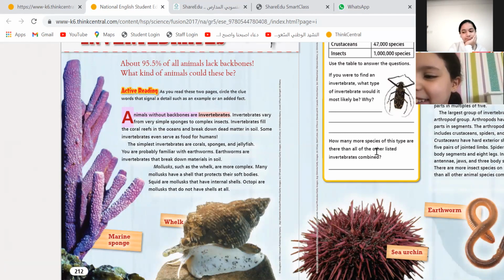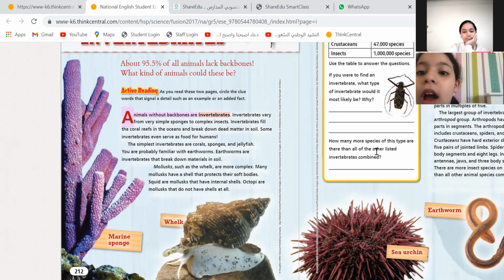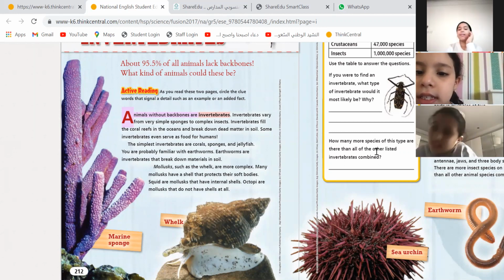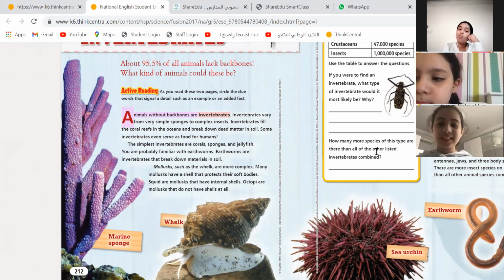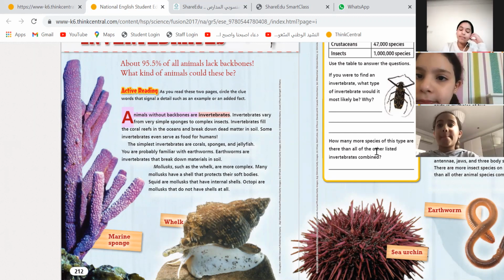So the simplest invertebrates are corals. You know corals? Corals don't have a backbone, so they are invertebrates. Sponges, jellyfish. Have you ever seen a jellyfish? It doesn't have a skeleton, and it moves very easily, smooth and soft.